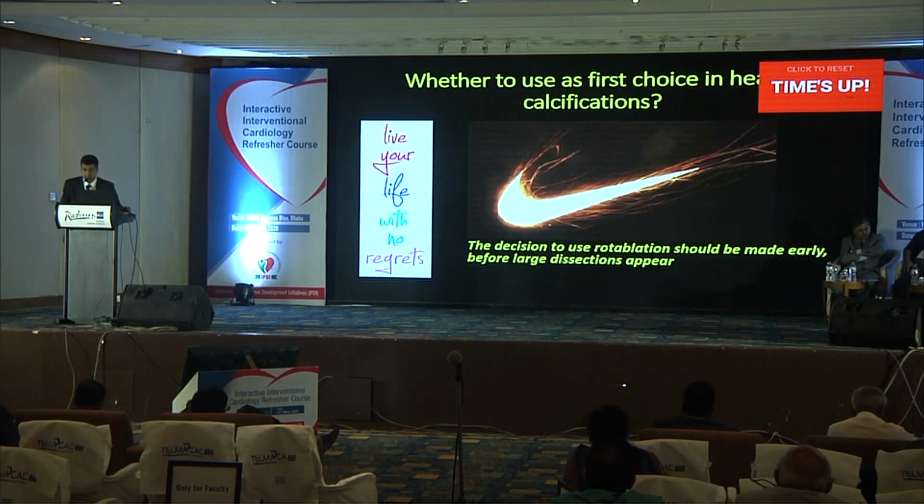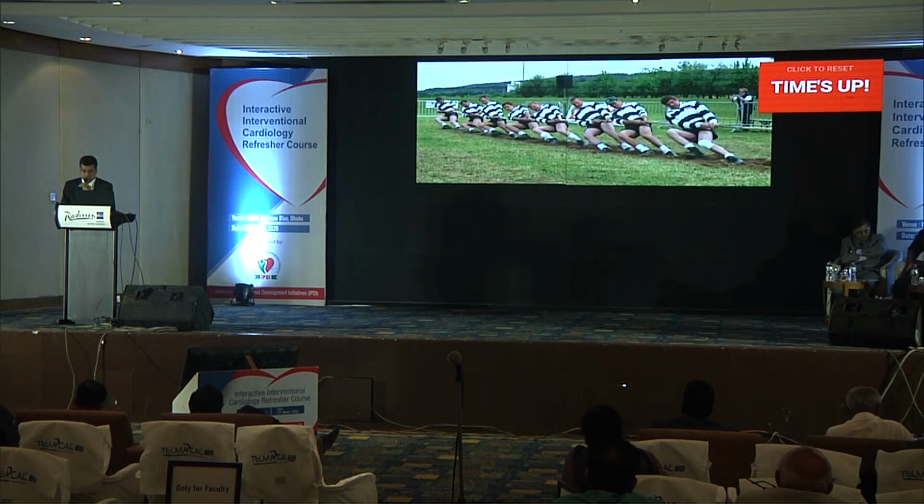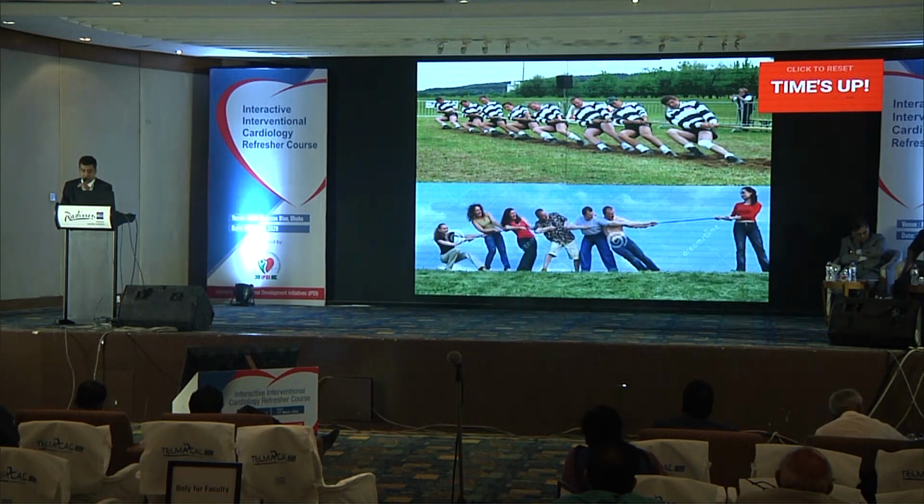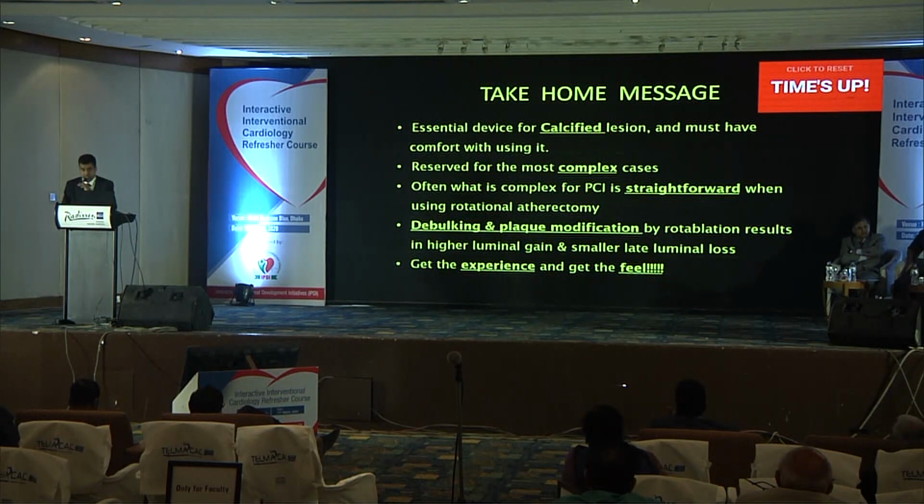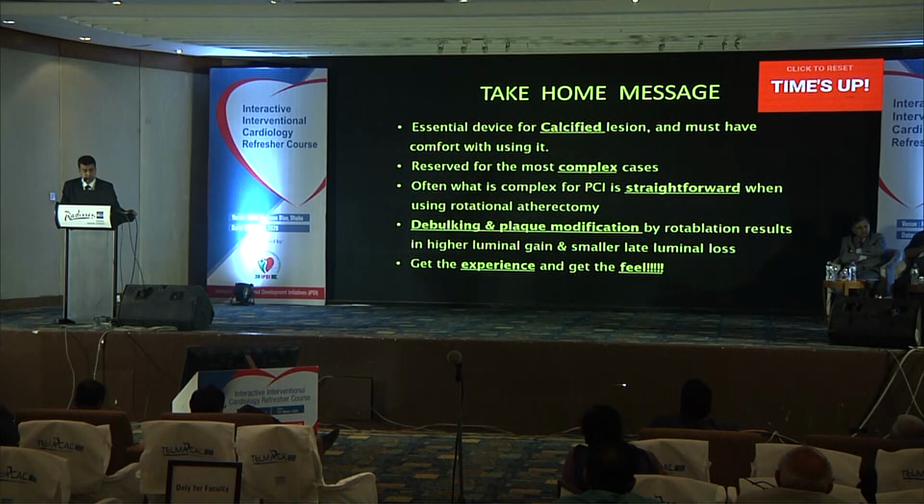So whether to use it as a first choice, definitely if it's severely calcified, rotablation should be taken as the first choice, because if there is dissection or spiral dissection, rotablation cannot be performed further. So in severe calcification, why use so many balloons and effort when this can do it with much less effort? So my take home message: rotablation is an essential tool for calcified lesions, and it should be reserved for the complex cases. A PCI which is complex with cutting balloons might be straightforward using rotablation, and experience is a must before we use rotablation.